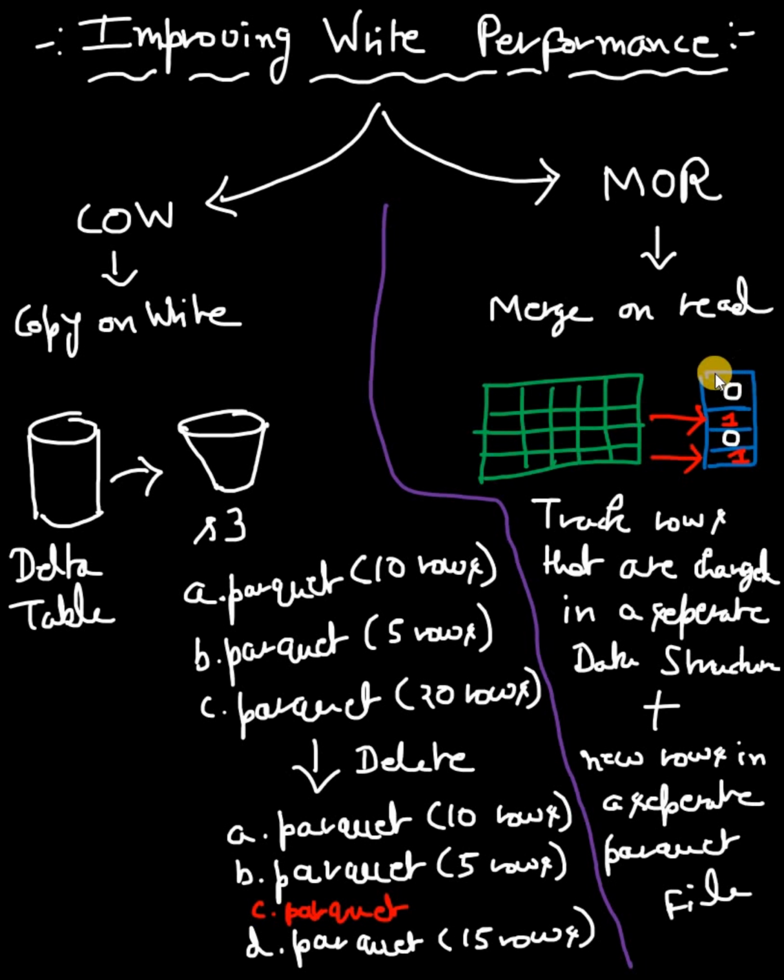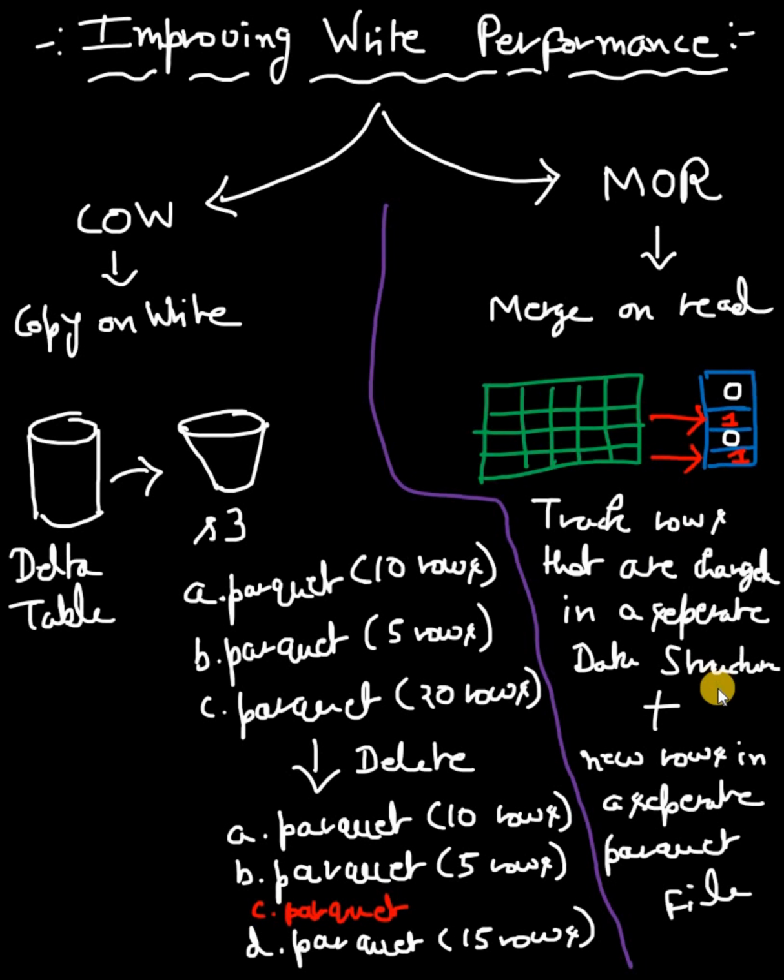And this particular data structure is called a deletion vector, because it stores the information whether the row is deleted or not. That's why such a name is there. So in merge on read process, what we do is track rows that are changed in a separate data structure like this. For example, in c.parquet 20 rows are there and we executed a delete command where 2 rows got impacted and both of the rows are from c.parquet. That time the remaining 18 rows we need not rewrite in d.parquet. Rather, in this vector, we'll update that these 2 row IDs are deleted.